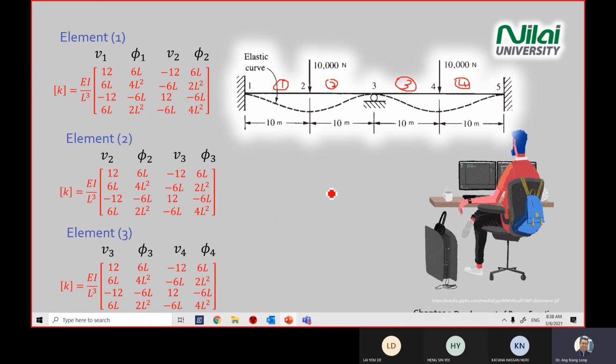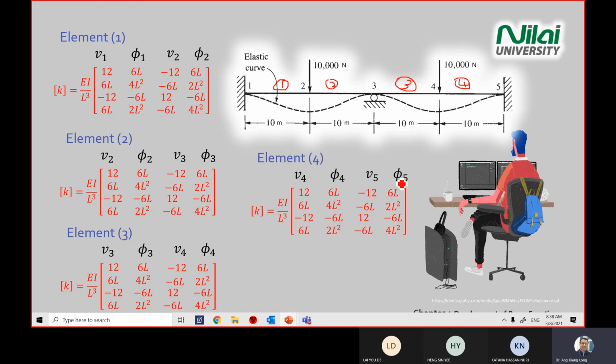And then you repeat the same for element 4. Element 4 you are seeing points 4 and 5. Although the numbers will be the same, I add in the notation for you. So V4 means vertical displacement at point 4, rotation at point 4, and so on, 4, 5.